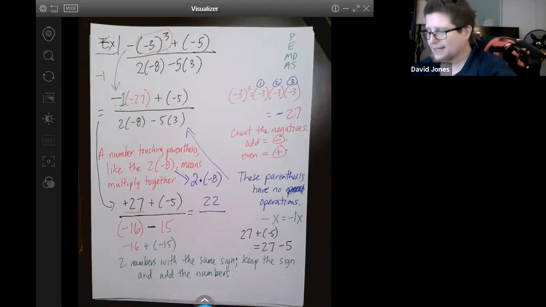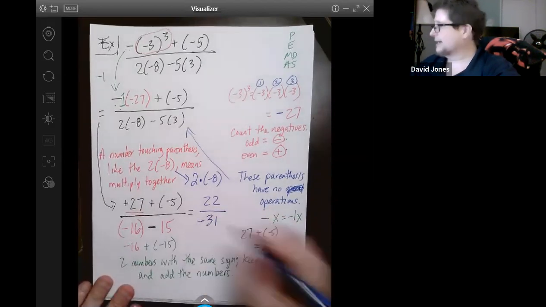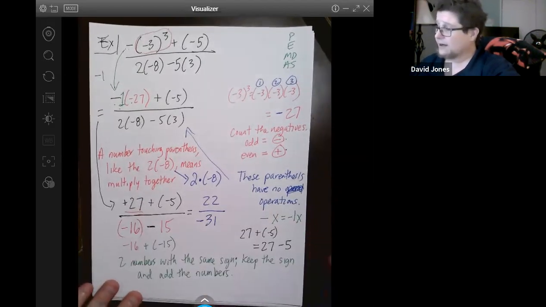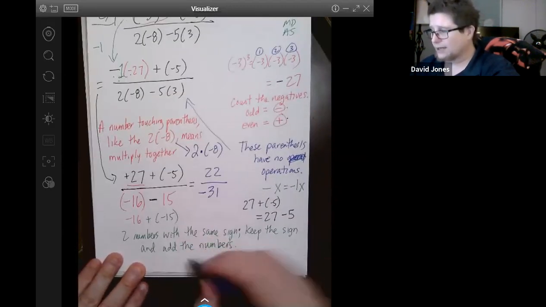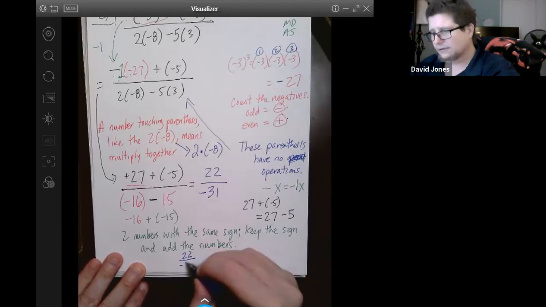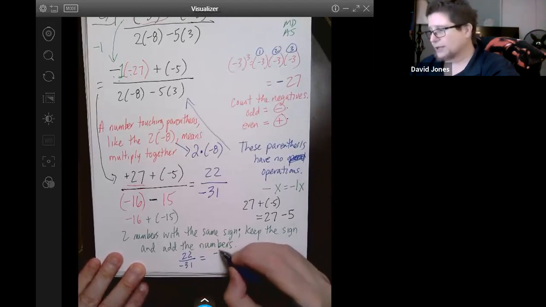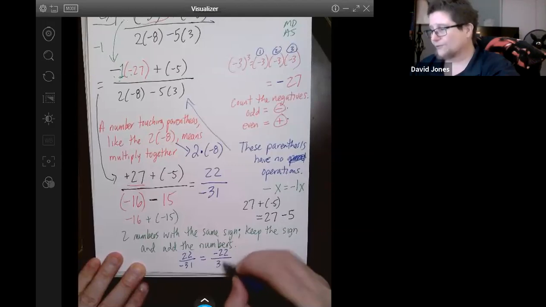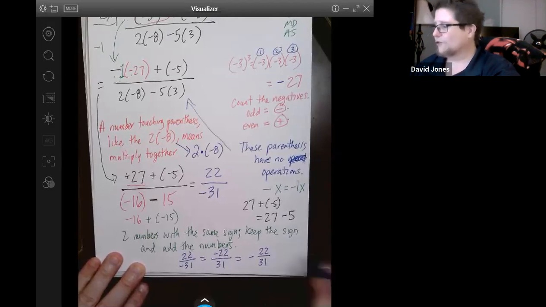16 plus 15 is 31. And we're going to keep the sign as negative. And so we get 22 over -31. We can put the negative on top, -22 over 31. And you'll also see the negative out front of the parentheses, -22 over 31.